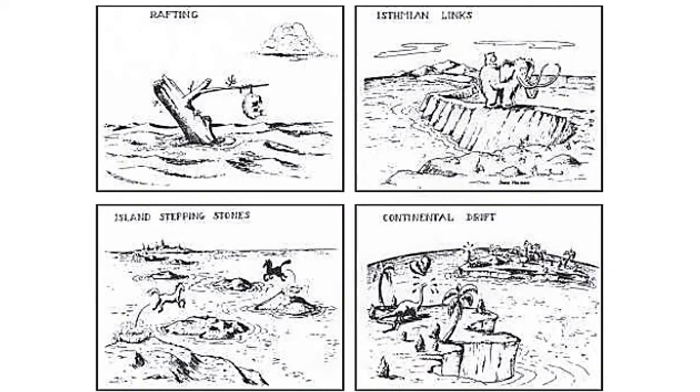So how did the opponents of continental drift explain the existence of identical fossil organisms in places separated by thousands of kilometers of open ocean? Rafting, as we can see here in the diagram. Organisms rafted from one continent to another, which is highly unlikely. Transoceanic ridges, land bridges like Eskimo links, and island stepping stones were the most widely invoked explanation of those migrations.